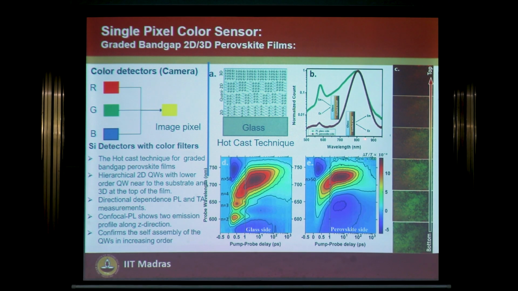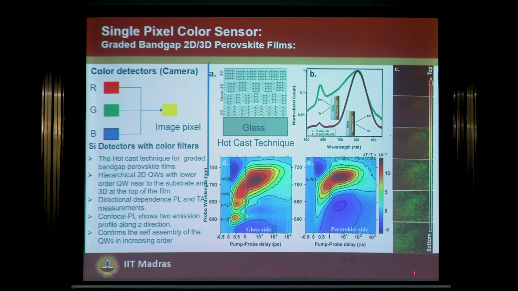We established that graded structure just by the direction-dependent PL. We clearly see that when you excite from the bottom side, higher energy photons are coming. When you excite from the other side, we clearly see it is dominated by the lower energy photons.